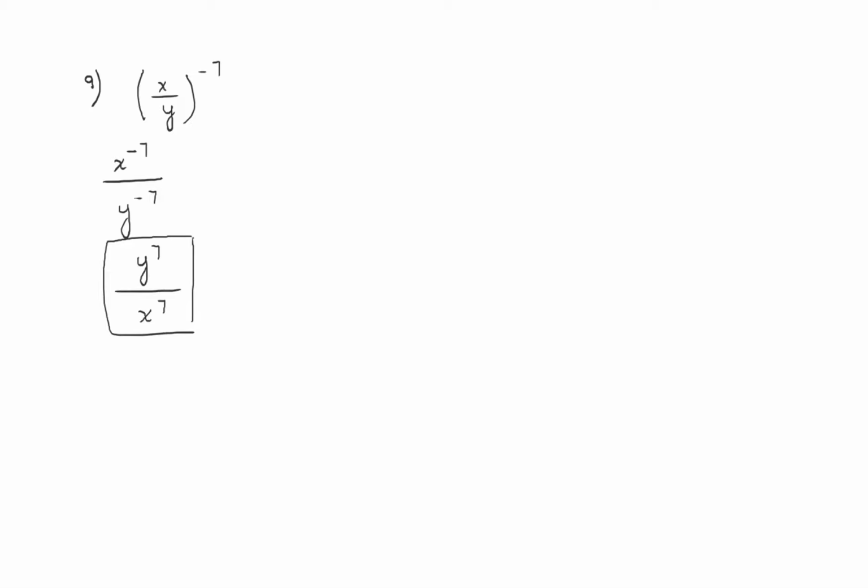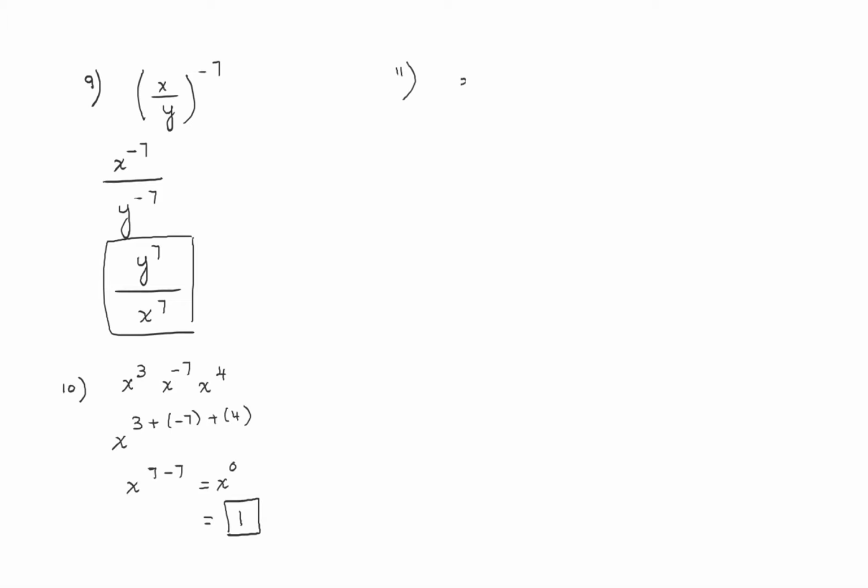And number 10, we have x to the power 3, x to the power negative 7, x to the power 4. Since it's the multiplication rule, we have to add the powers. So let's add the powers. So we get x to the power 7 minus 7, which is going to be 0. Anything to the power 0 is going to be 1. So the answer is 1.